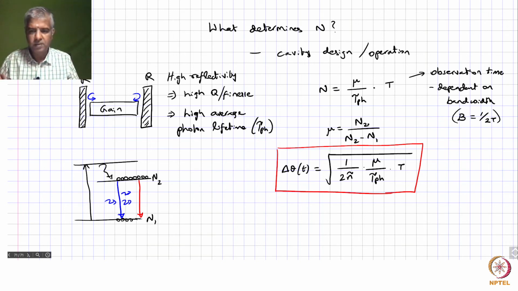Okay, let's just rephrase that. The highest value of inversion could be N2 by itself, right? So if you have more atoms in the ground state, then N2 minus N1 is a value that's smaller than N2, and that means mu is a much larger value. And when mu is much larger, there are much more spontaneously emitted photons, and because of that you have much more uncertainty in the phase of your optical field. Okay, so let's put all of this together and see what it means from an interferometer perspective.